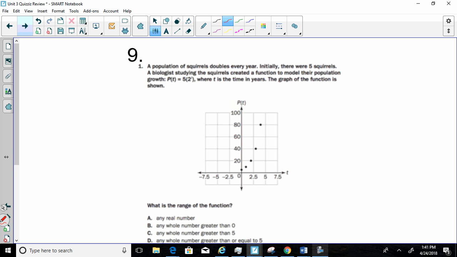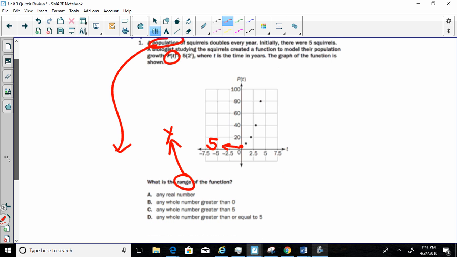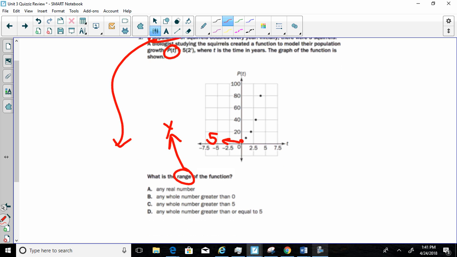So range, what does range mean? Your y. In this case, that means up and down, right? So what's the smallest y here? 0. Not 0. Look at the dot. Is that 5? Yeah, it's 5. And so it's equal to 5, and then it's getting greater, right? And we know here, P, they are considering your y. What does P stand for in this situation? The population. So we know that each time it's going a little bit up. So we know it can't be any real number. Remember, real numbers mean rational and irrational numbers, right?